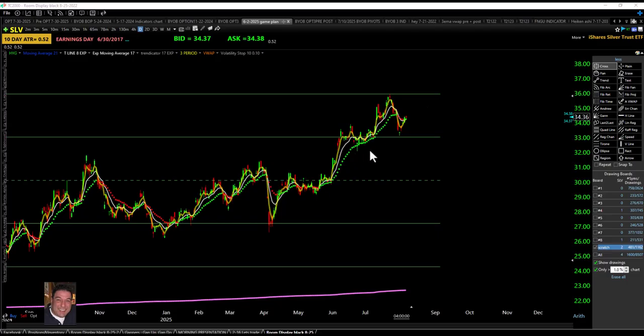You have not taken out this would be the first low right here. You have not taken out that low. If we took out that low, we'd be in a downtrend. Now, if they take out this low, they'll be in a downtrend. That would be the one to take out. But they didn't take this one out, so they're still in an uptrend.